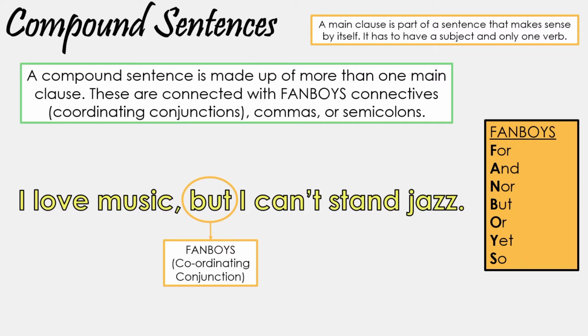So to conclude, a compound sentence has 2 or more main clauses, and many compound sentences have FANBOYS connectives, but some have commas or semicolons to link the clauses too.